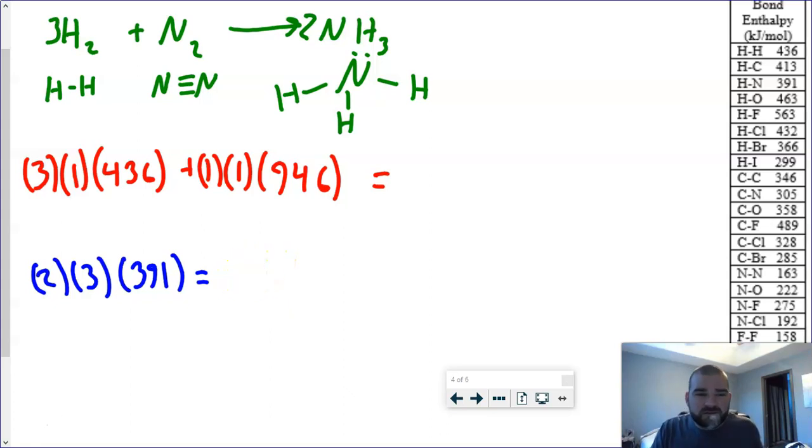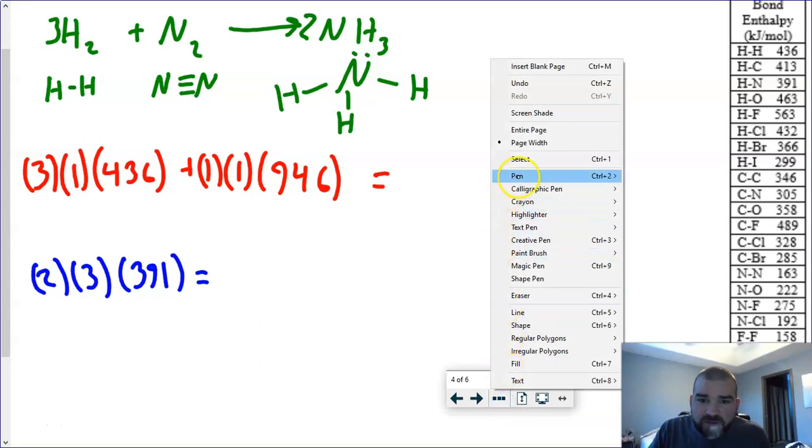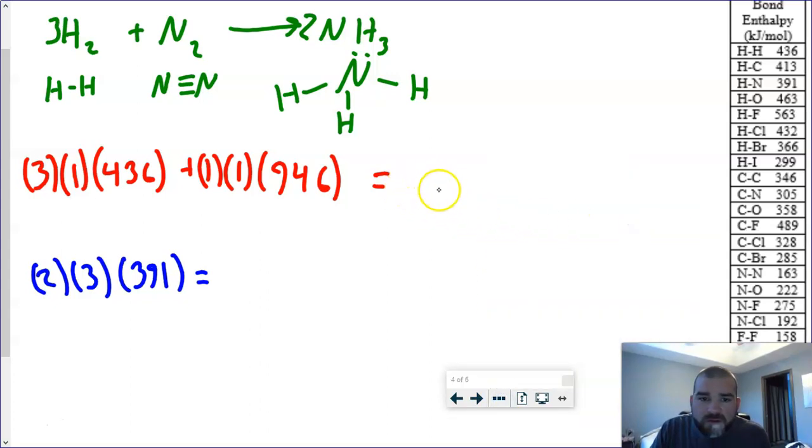Let's get our totals. I have 3 times 1 times 436 plus 1 times 1 times 946. I'm getting a total of, let me switch color again. It's going to fight me. Yep, there we go. Getting a total of positive 2254 kilojoules.